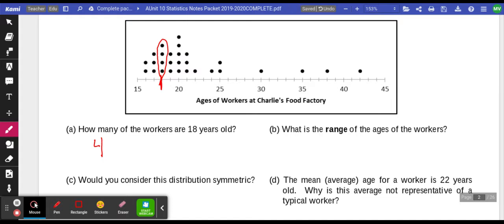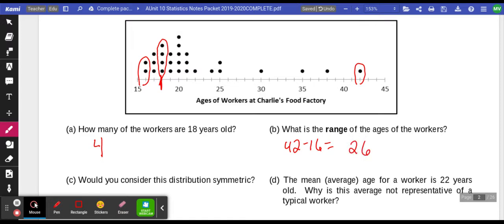What is the range of the workers? So the range is the oldest, which is 42, minus youngest, which is 16. So the range is 26.